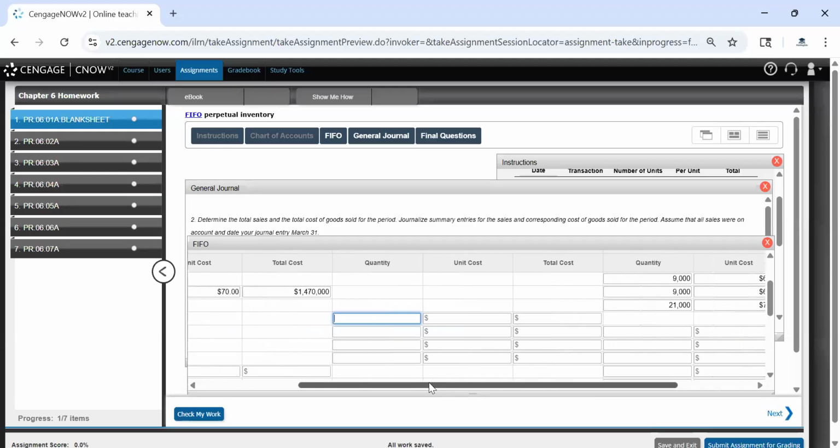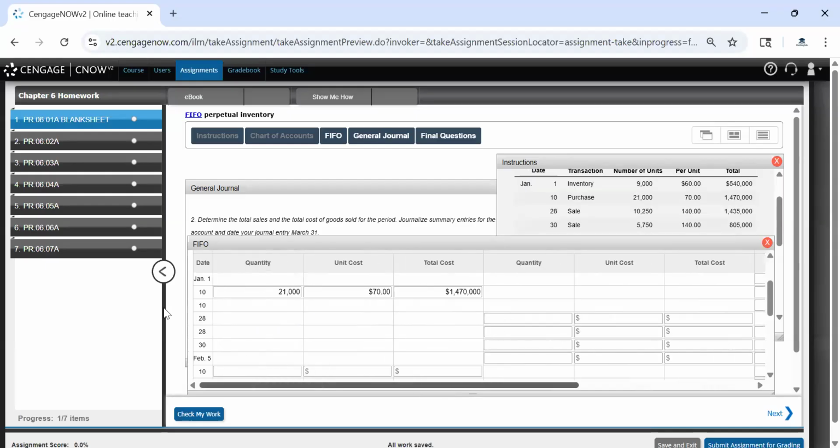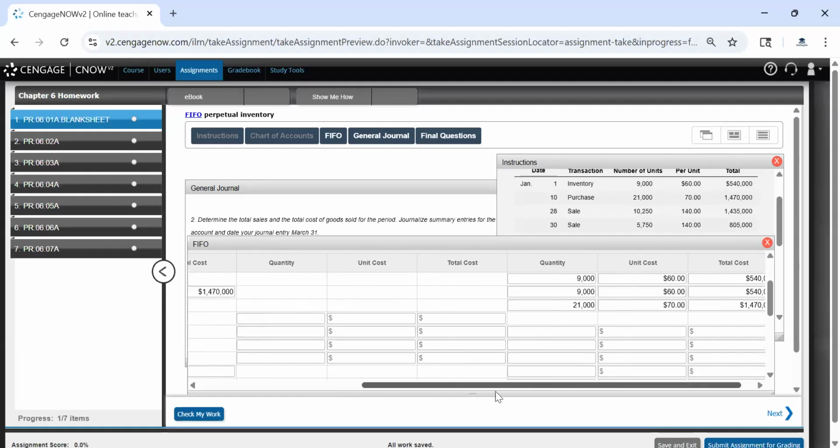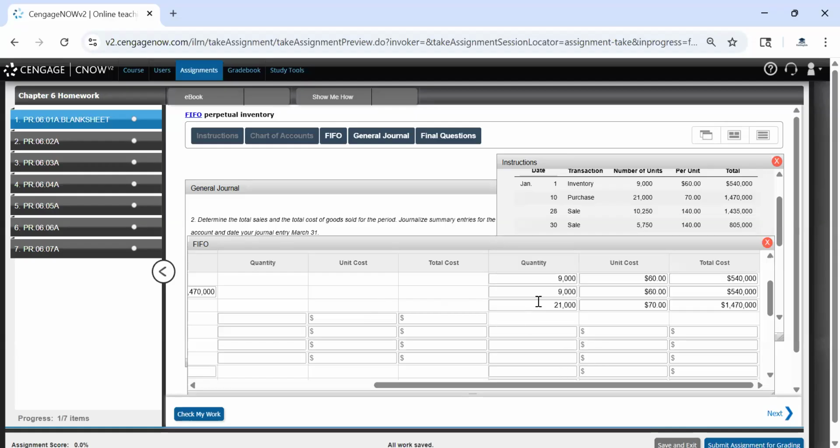Now we have a couple of sales transactions to record. And as you can see, the dates here, they've already entered the dates. And so we know that we're going to have 2 transactions on the 28th. And the sale is 10,250 units. And the sales price was $140 per unit. And so the total sale was $1,435,000.